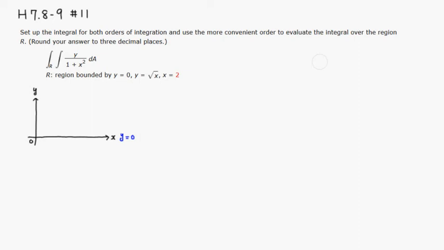And y equals square root of x, we can draw that. It's going to look something like that. So this is y equals square root of x. Then we have x equals 2, which is just a vertical line. So 2 is probably around here, a vertical line through 2. So this is x equals 2. The region we are interested in is this region right here.